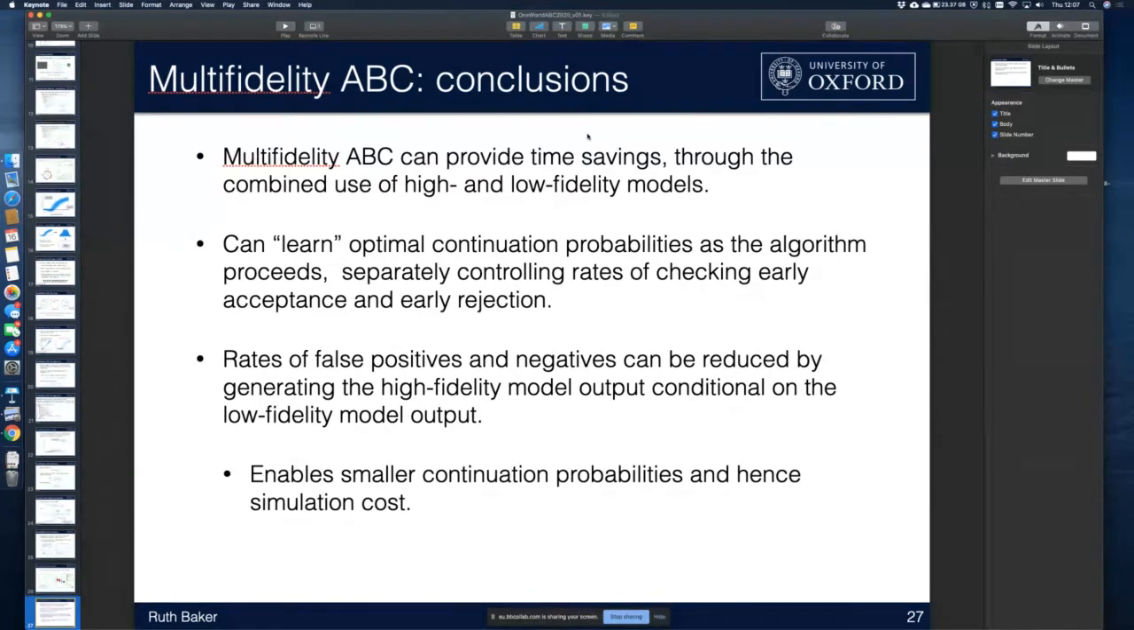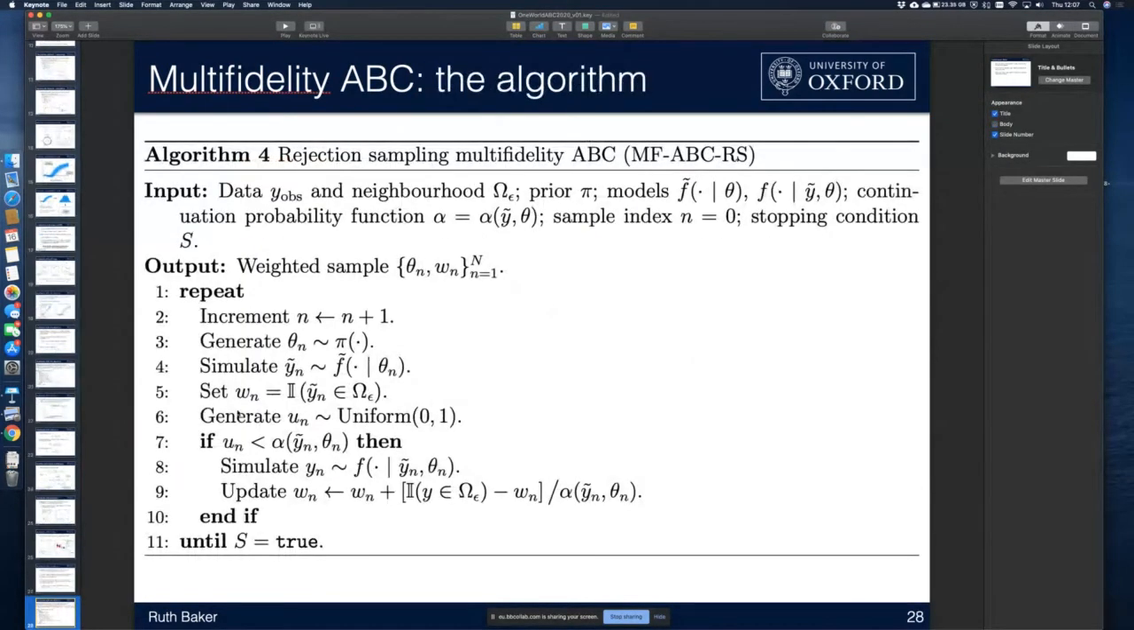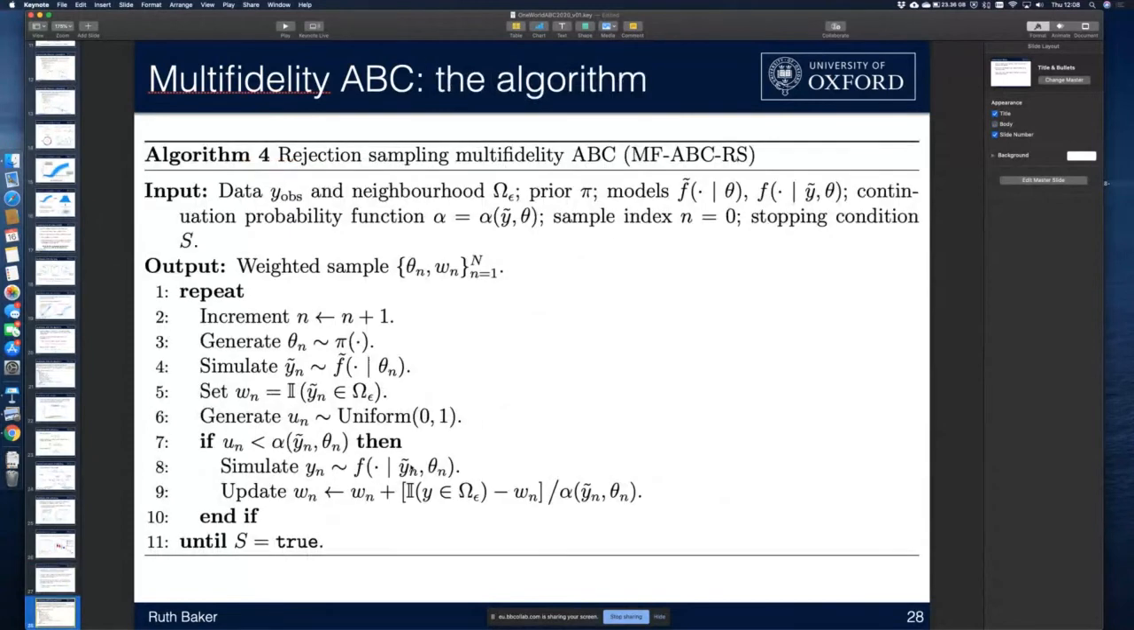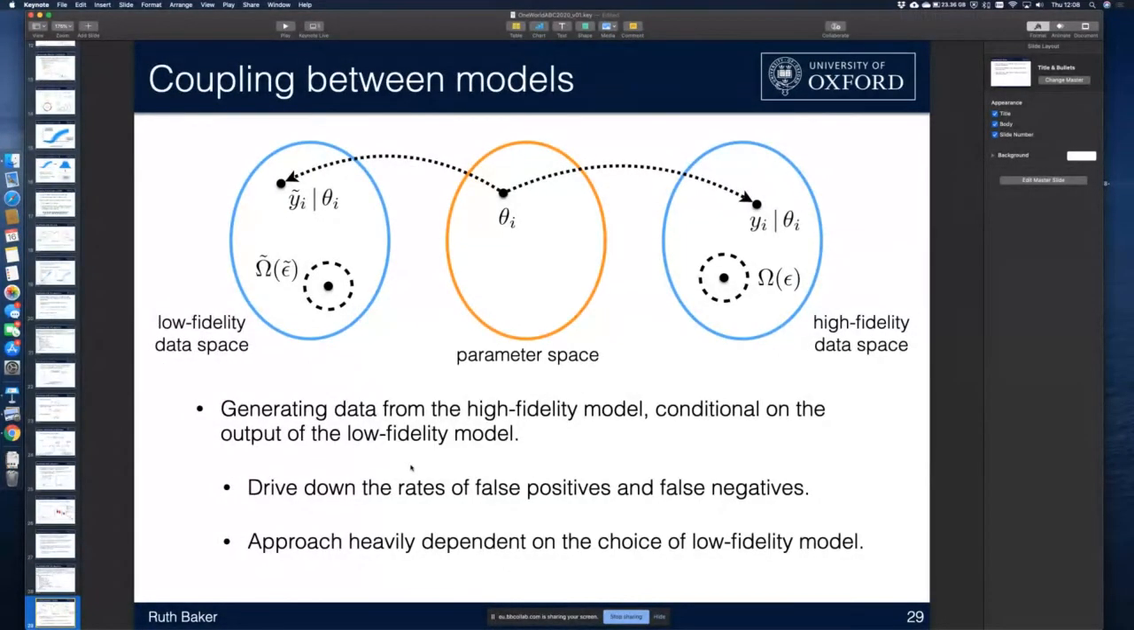I didn't say too much about this before, but when I stated the algorithm, if you look at line 8, what I said was that if I need to check using the high fidelity model, I'm going to generate output of the high fidelity model conditional not just on the parameter value, but also on the output of the low fidelity model. That in itself is really important, because if you can do that, you'll reduce the rates of false positives and false negatives, and that will give you smaller continuation probabilities and a smaller simulation cost. So just before I take questions, I wanted to say something about how to do that.